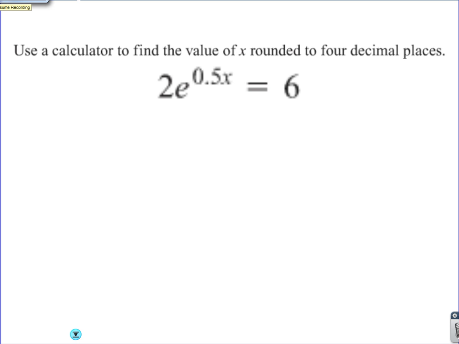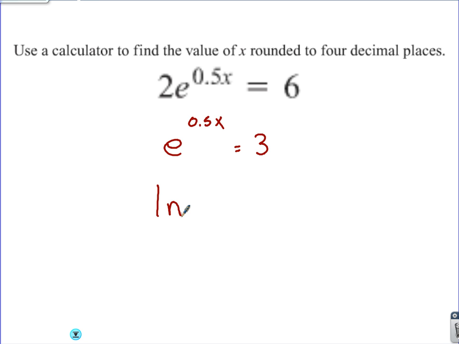Next one, 2e to the 0.5x equals 6. Again, now on this one, I've got stuff I can move first. Take the 2, move it over. We have e to the 0.5x equals 3. We're going to change forms because there's nothing else I can move over. Log base, what, Josh? Log base e. Good. So we're going to put ln in.